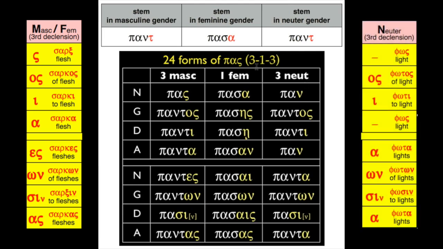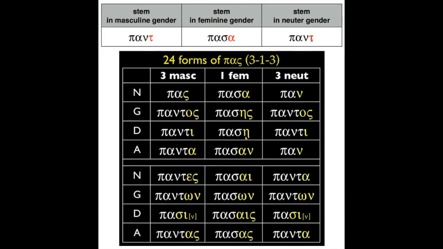Well, when it comes to adjectives, you have a masculine form of the stem, a feminine form of the stem, and a neuter form of the stem. And the way this works out with pas is that the stem in the masculine and neuter is pant. Notice it ends with a consonant. Therefore, third declension. In the feminine, it ends in an alpha. So we have pasa. So this is a first declension. So it's all very logical.